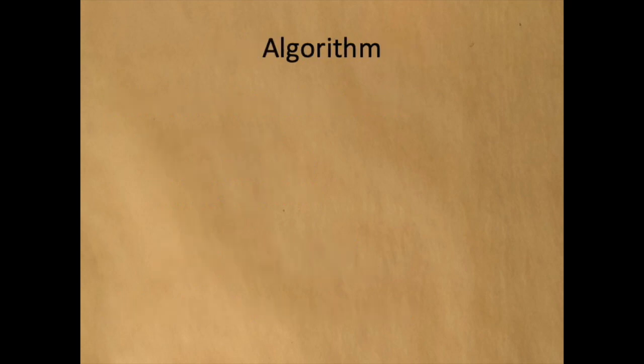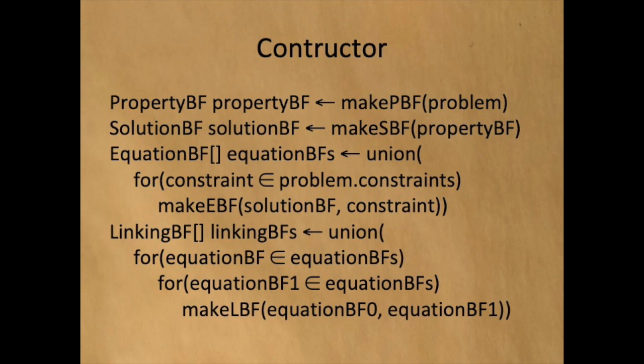The algorithm. There are three main functions. The constructor builds the data structure. It creates a property butterfly, a solution butterfly, then it creates one equation butterfly for each constraint, and finally it builds one linking butterfly for each pair of equation butterflies. Note that we do not need linking butterflies for an equation butterfly with itself. Also note that symmetric links are redundant.